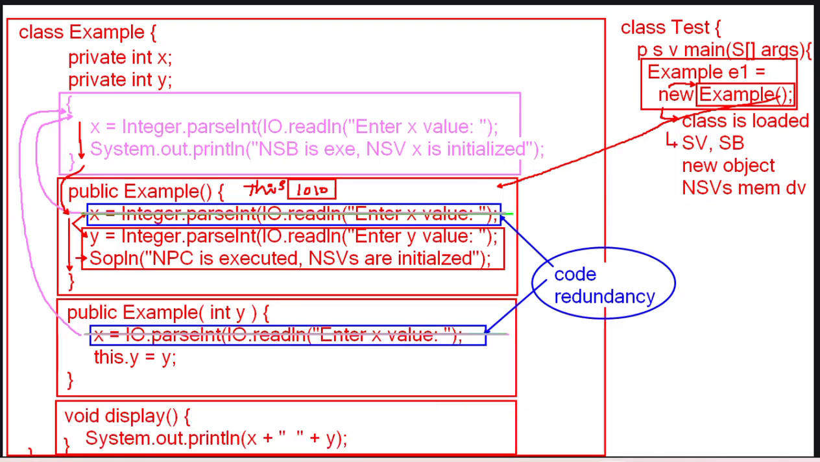First the class is loaded. Then static variables and static blocks are executed. A new object is created. The new keyword creates a new object with non-static variables' memory with default values. And then after the new object is created, for initializing the new object, the no-param constructor is called. First control goes into the no-param constructor. Inside, what is first executed? The non-static block, and then the no-param constructor logic is executed.